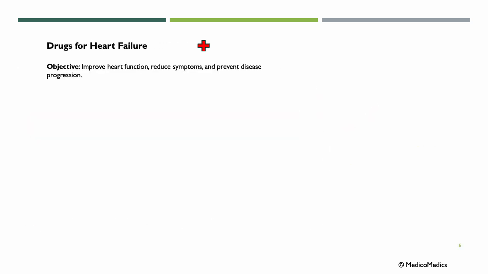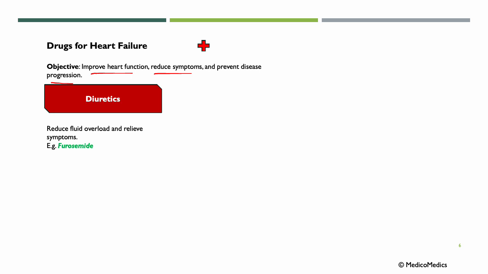So in heart failure, the primary treatment goals are to improve heart function, to reduce symptoms, and slow or prevent disease progression. Here, multiple drug classes are used, often in combination, to target different aspects of the condition. Let's begin with diuretics, such as, for example, furosemide. This helps by reducing fluid overload, which relieves symptoms like shortness of breath and edema, though they don't directly improve survival.